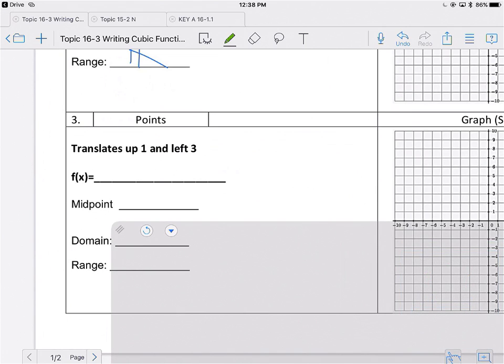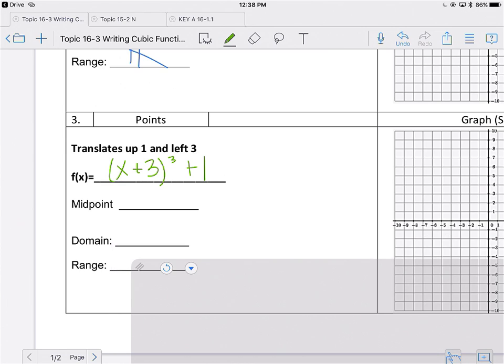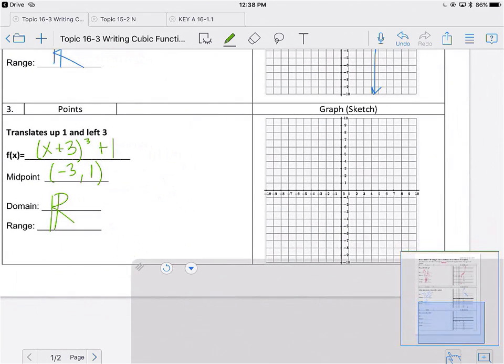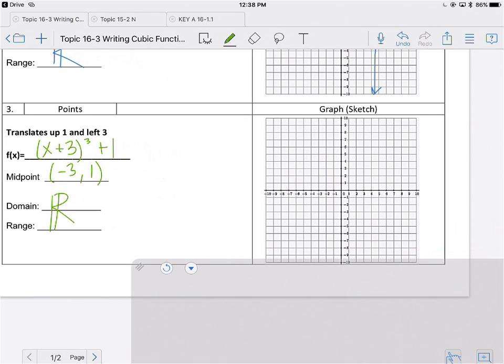Problem 3 is going to go up 1 and left 3. Left goes inside the parentheses and is always the opposite sign. Up 1 is going to add 1. So my midpoint, opposite, same. I start at negative 3, 1. This is a plain one, so right 1, up 1, left 1, down 1. And I make sure to draw my squiggly curve.